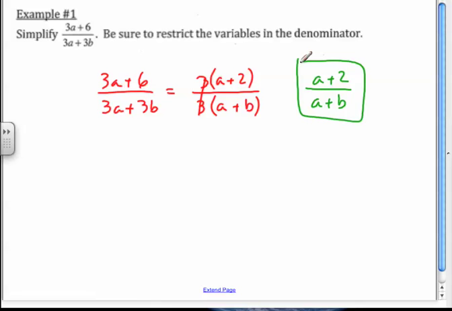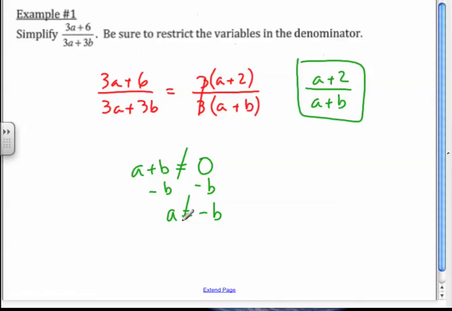No, we are not. We have to take the denominator, a plus b, and we have to set it equal to 0. And we want to say that a plus b cannot equal 0. Right? So in that case, I'm going to subtract b from both sides, and I know that a cannot equal the opposite of b. That is the restriction. Other than that restriction, a and b can be anything. It's just that a cannot equal the opposite of b.